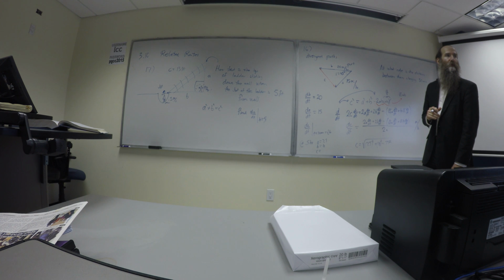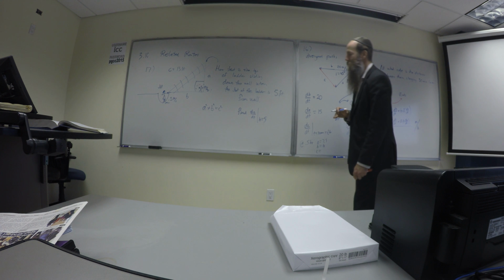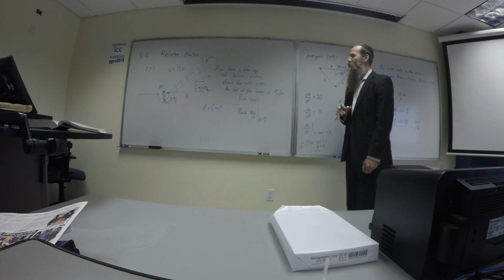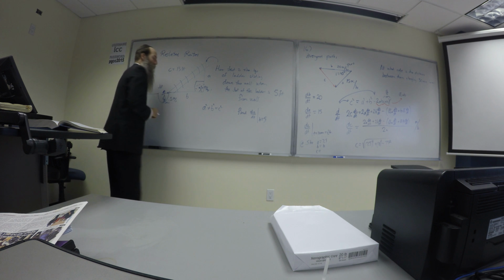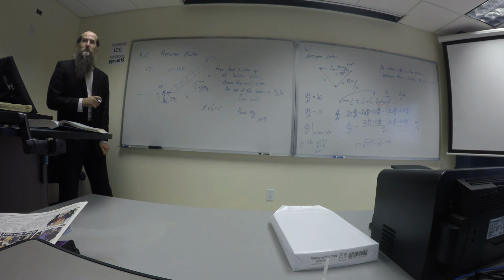Since we know two sides already, C is always going to be 13, the ladder. We don't know the other sides. B, we know at a certain point B is 5. So then C is always going to be 13 because the ladder is stuck. We can just plug in and find what A is.